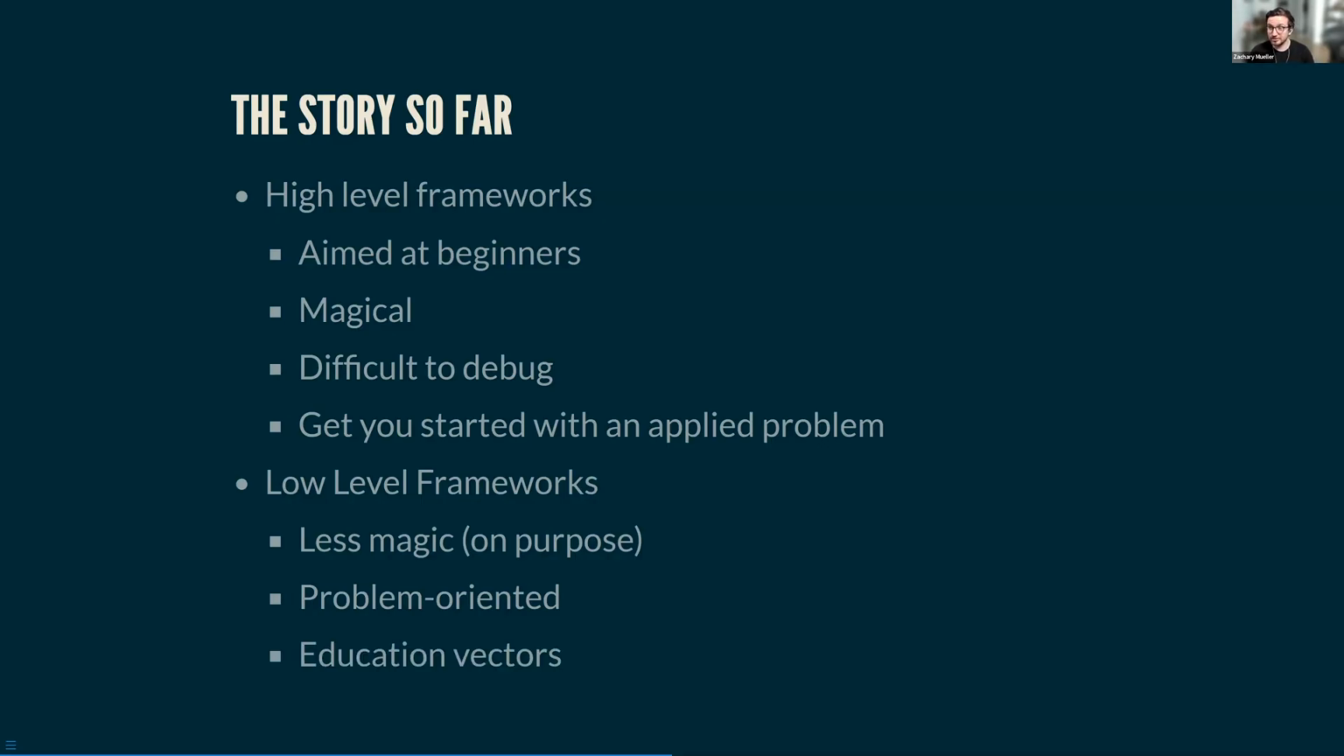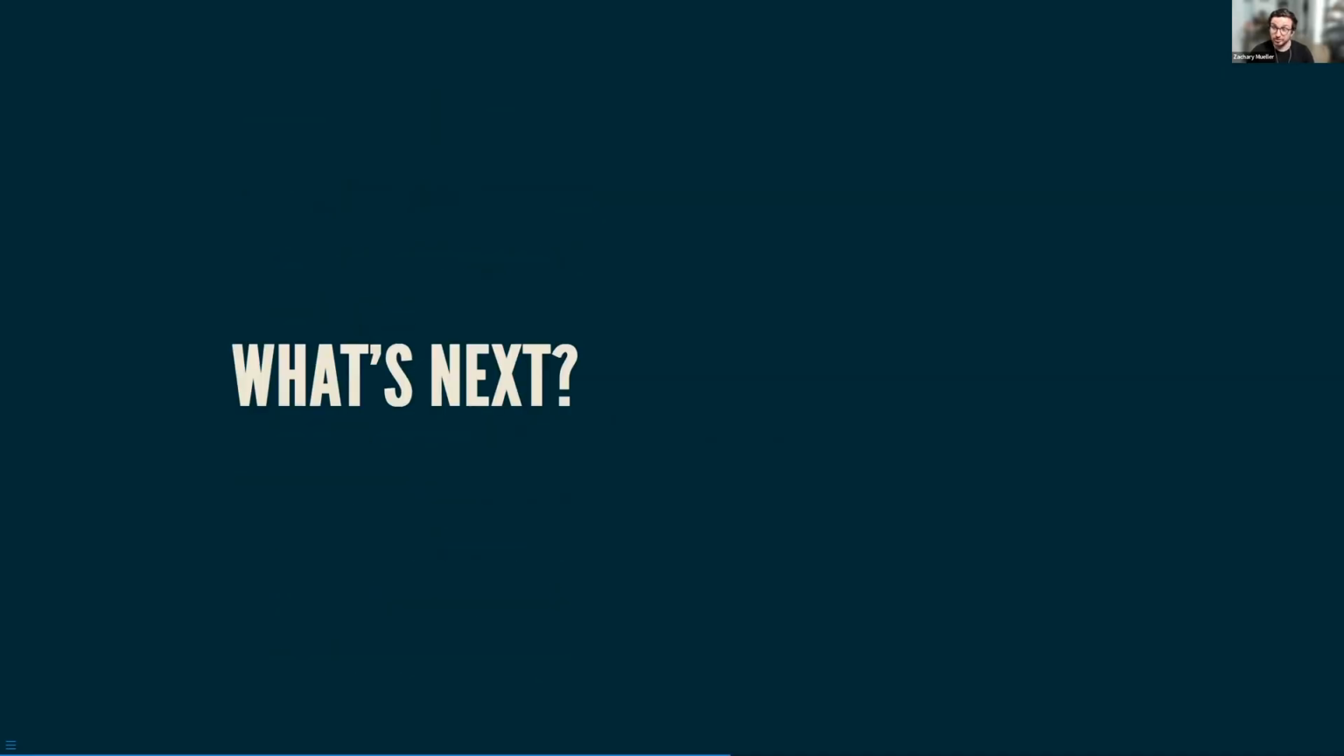And then most importantly, the part we spent quite a bit on yesterday, or on Wednesday, is using the low-level frameworks as education vectors. So taking the high-level framework that got you interested into the low-level framework, where you use that as a guide to learning everything you can about what that framework does. So where does that leave us today?